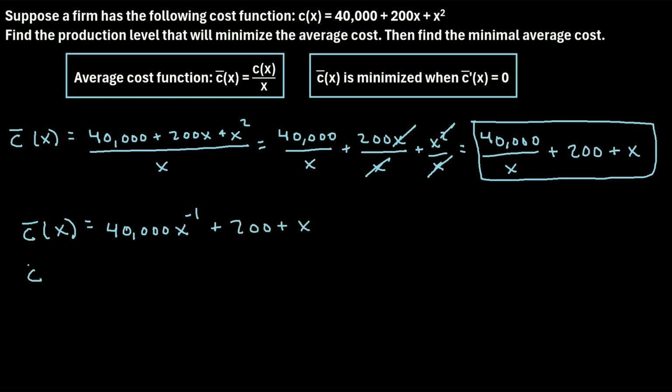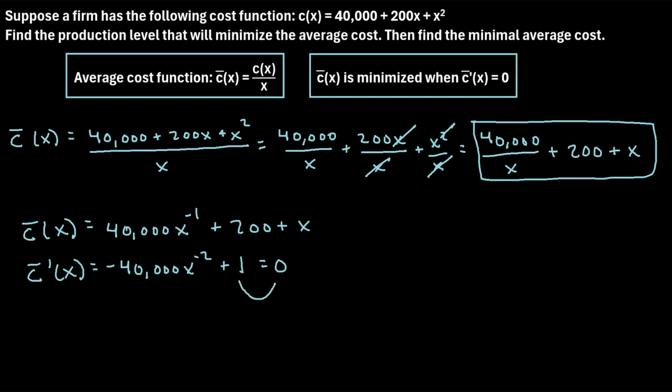So when we want to find the first derivative of this function, for this first term right here, we can use the power rule where we take the exponent and multiply it by the coefficient, and then we have to reduce this exponent by 1. So we would get negative 40,000 x to the negative 2. Now the derivative of 200 is just 0, and the derivative of x is just 1, so we'll say plus 1. So this is the first derivative of the average cost function, and we're just going to set that equal to 0, and we'll solve for x.